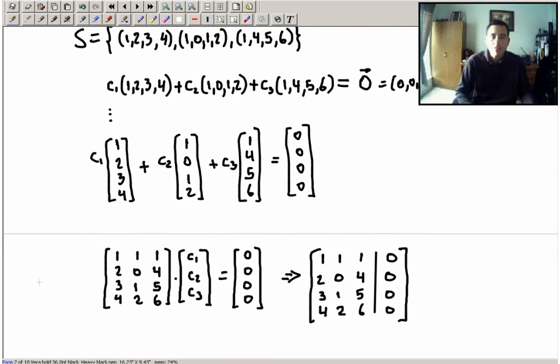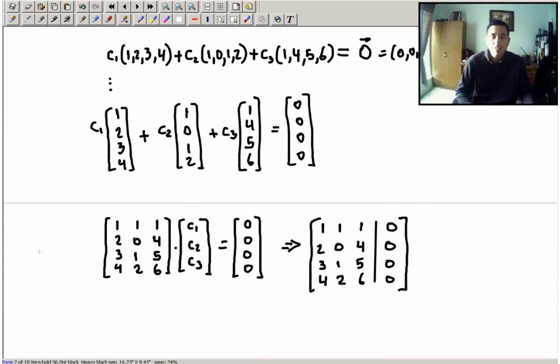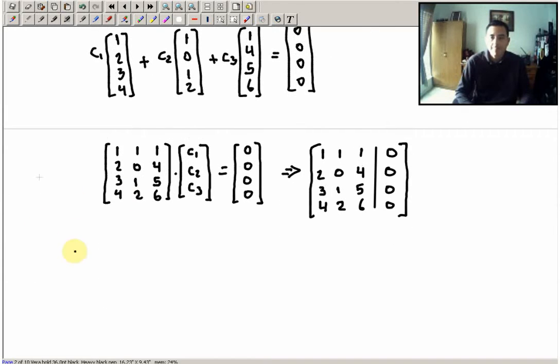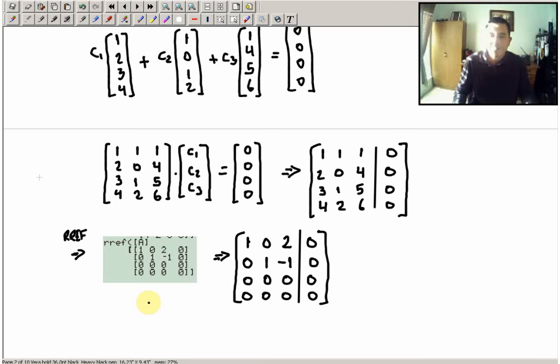Now let's solve. You're solving for C1, C2, C3. Three variables, and we have four equations. Let's see what happens when we reduce that to reduced echelon form. Here's the matrix, and I put that in the calculator. Let's reduce it, and here it is. Here's the reduced form. I'm not sure if you can see this, so I wrote it a little bigger.